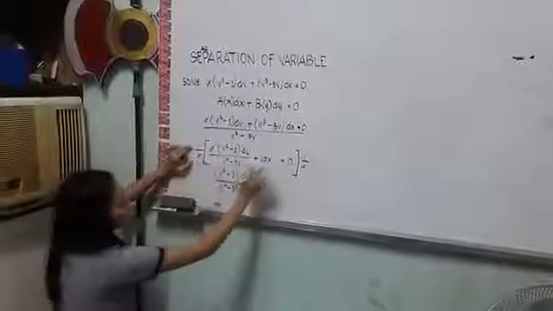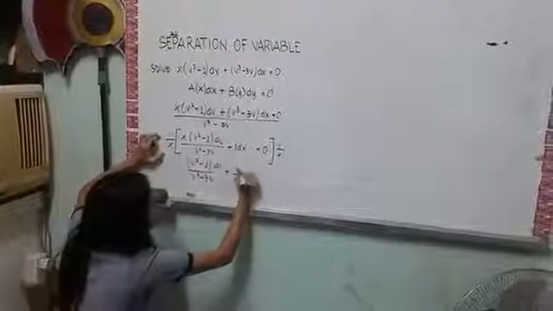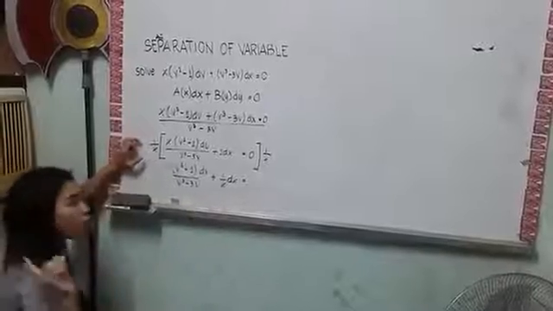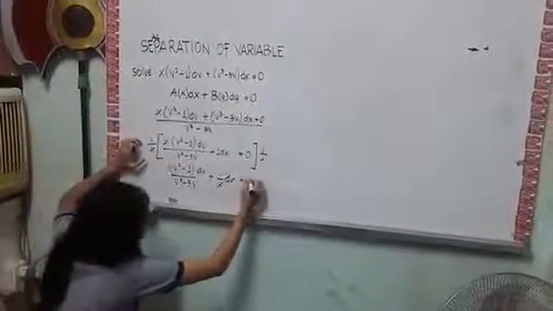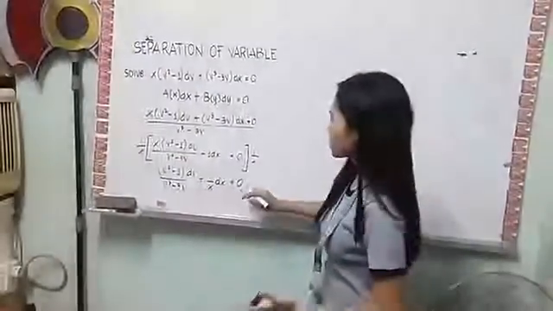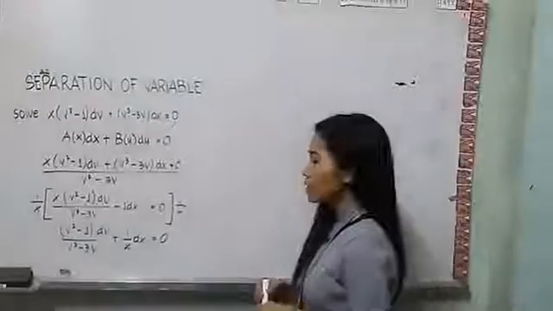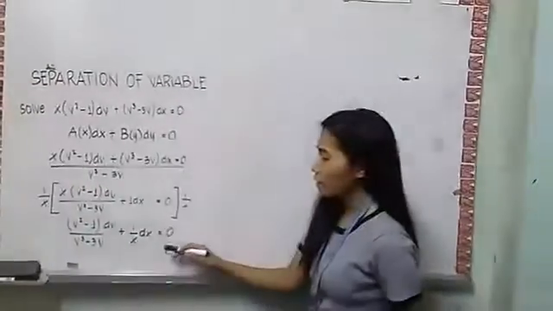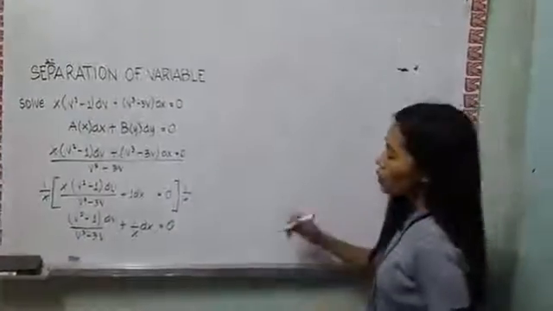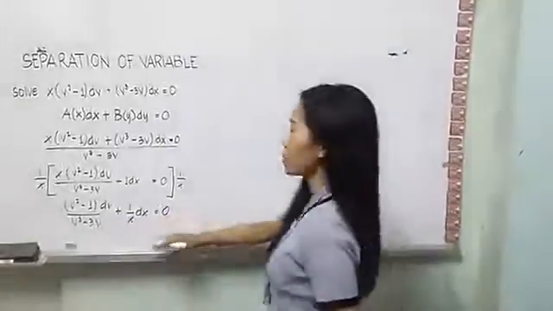if we multiply this 1 over x to 1 dx, it will become 1 over x dx equals, any number multiplied by 0 is equivalent to 0. So here we go. This equation can be separated. So we have a separable equation here. So the next thing we will do is to integrate this equation.